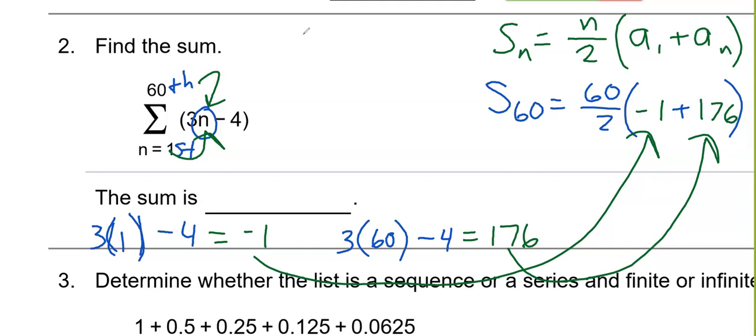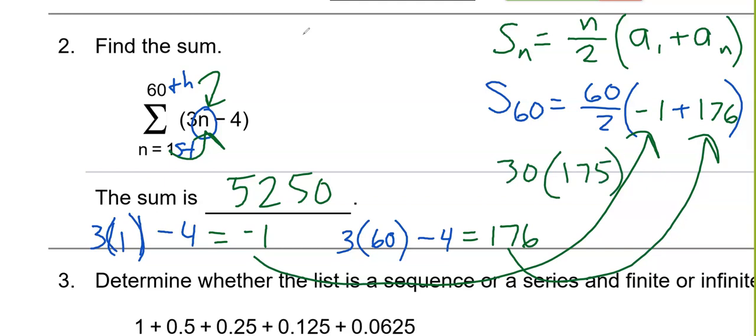I got over 5,000. What'd you guys get? Anybody? I actually don't have my calculator with me. I don't know where it went. All right. Well, anybody else? Okay. 5,250, right? Because we have 30 times 175.